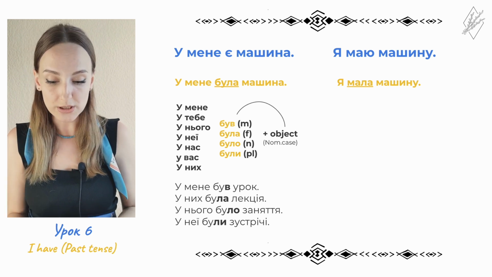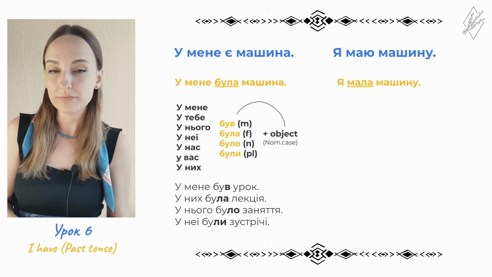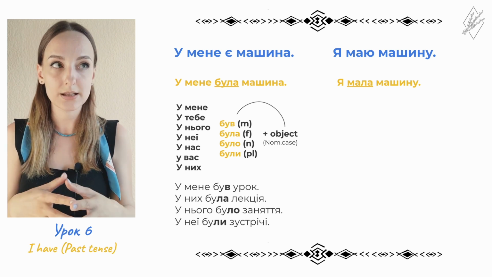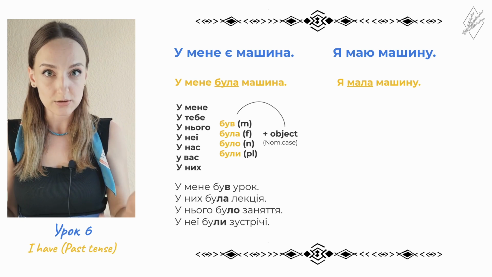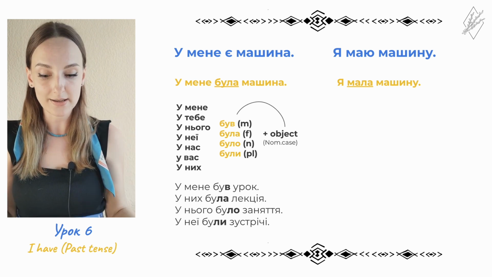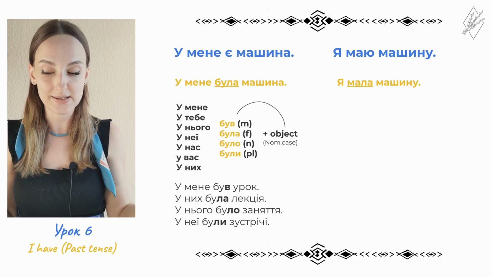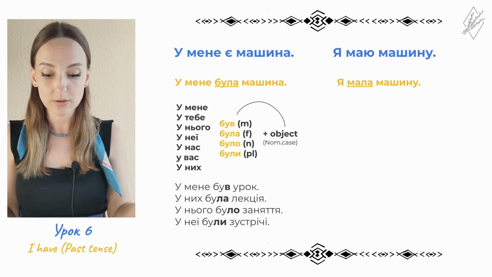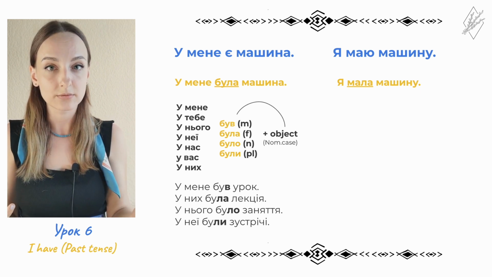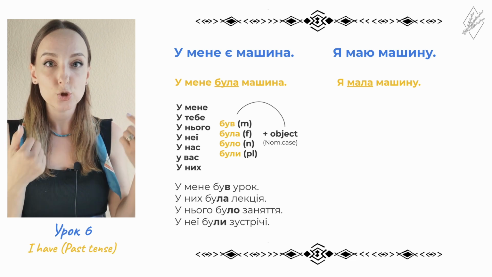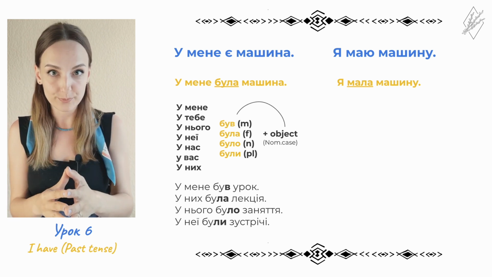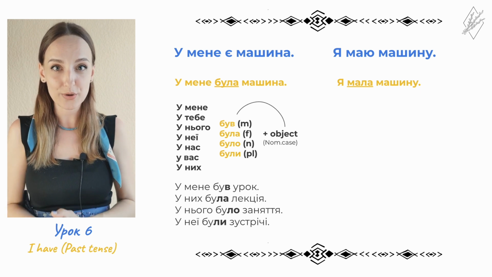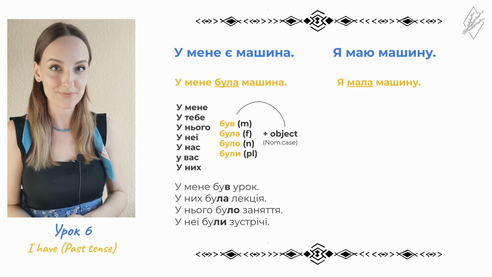If it was neuter, then було. Заняття. It's like a lesson, a practice as well. So it's neuter, so we say було заняття. У нього було заняття. And if it is plural, we say були. У неї були зустрічі. Зустрічі is a plural form. So this is how we work with this structure in the past tense.